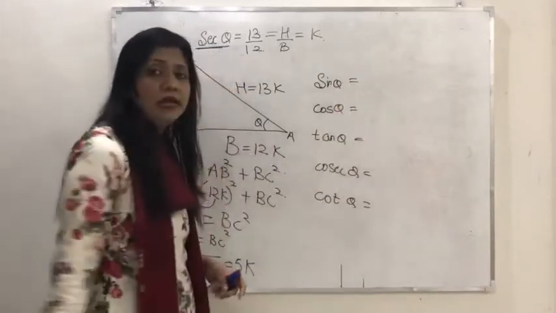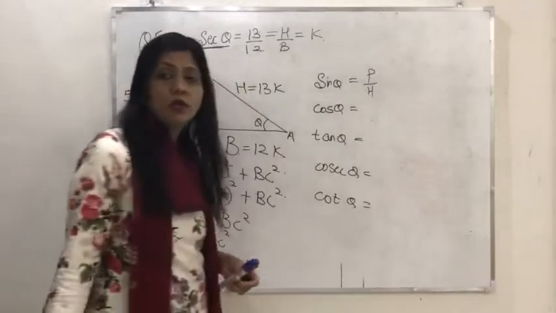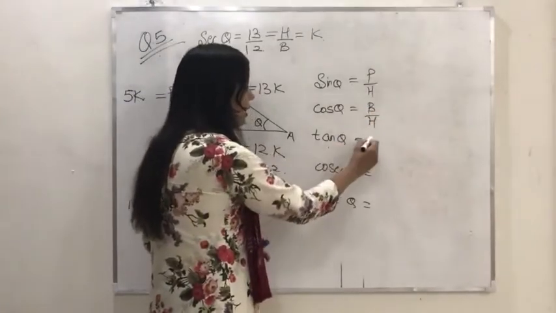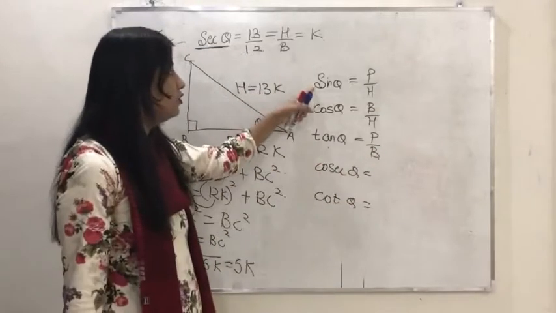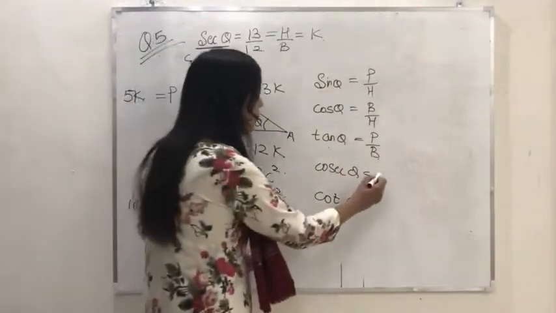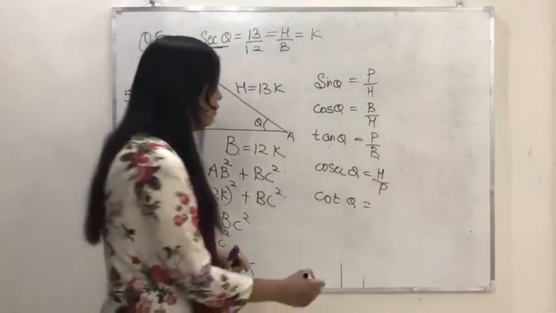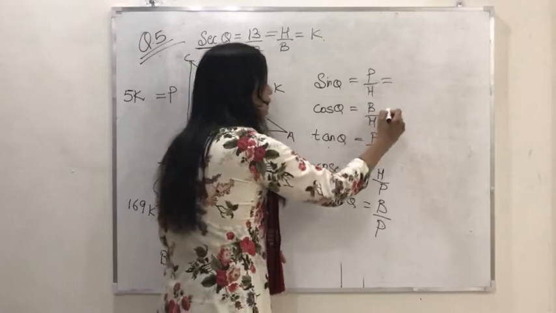Your sin theta is perpendicular upon hypotenuse. Your cos theta is base upon hypotenuse. Tan theta is perpendicular upon base. Cosec is just the opposite of sine, so hypotenuse upon perpendicular. And cot is just the opposite of tan, so it will be base upon perpendicular. So now we just have to put in the values.